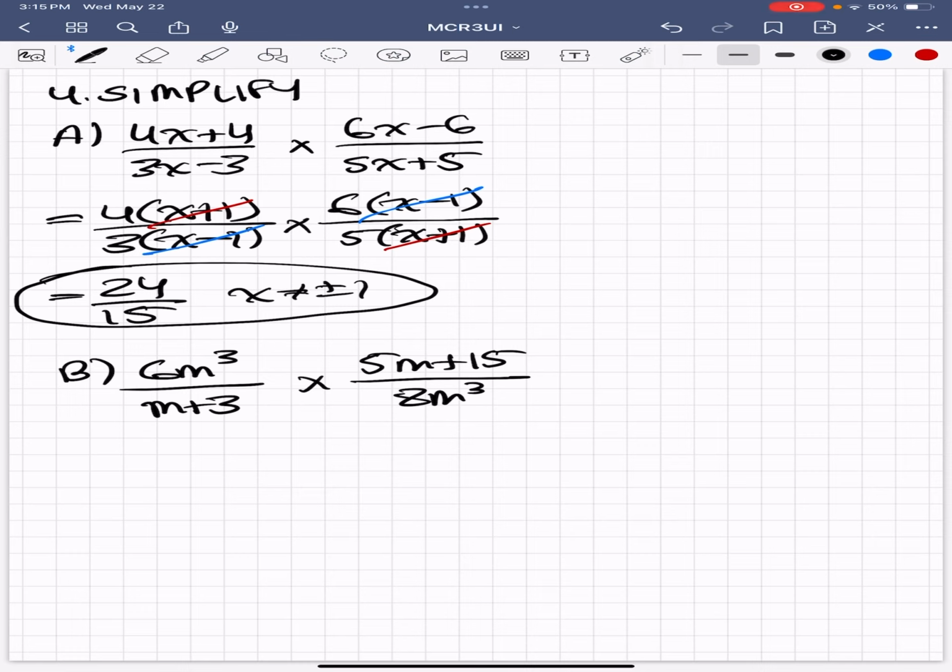There you go. It's 24/15. And x cannot equal positive or negative 1. Because as you can see here on the bottom, we had x minus 1. Meaning if this was positive 1, x would be 0. And then we had x plus 1. Meaning if this was negative 1, x would be 0. And we can't have that. So moving on.